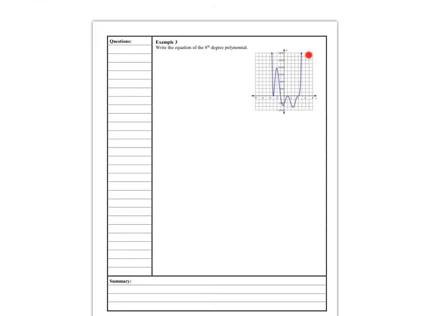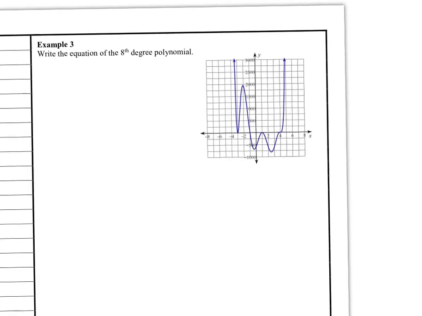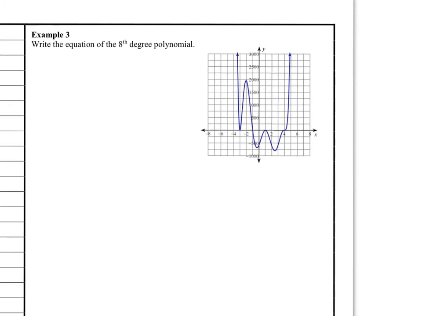Last question. It says, write the equation of the 8th degree polynomial. All right, so here's where we take a look at it and we ask ourselves, is it crossing or is it bouncing? And we're going to go with the minimum degree that we possibly can find. So right here, we have a bounce. Okay, right here, it's a cross. Right here is very clearly a bounce. And then this guy right here is a cross.